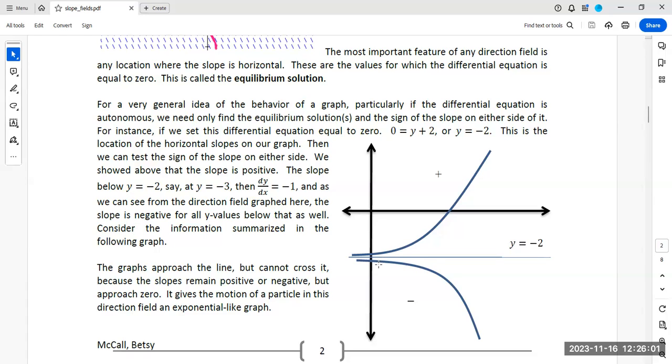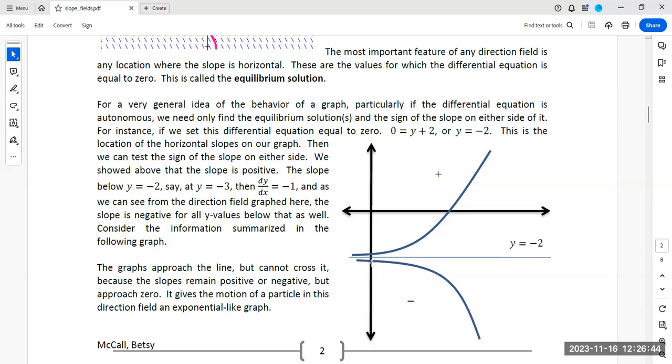But then what we can do is we can test the sign of the slope field on either side of that equilibrium solution. If we plug in y equals -3, we get a negative slope. And if we plug in something above that, every value above that is going to give us a positive slope. And so when you're very close to the y equals -2 line, you're going to be increasing very slowly if you're above it and decreasing very slowly if you're below it. But as you get further and further away, that slope will become steeper. And so you'll get this exponential shaped curve approaching that equilibrium point.